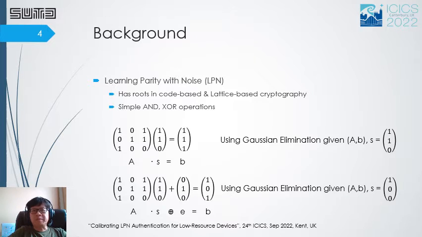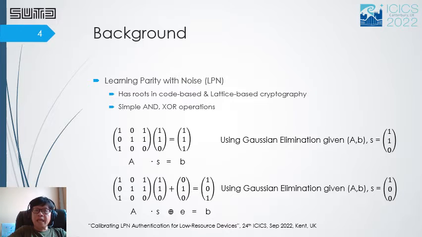LPN works on 2-dimensional matrices and 1-dimensional vectors in a binary base. It has its roots in code-based cryptography and can be seen as a simplified version of lattice-based cryptography, which is currently being standardized by NIST as part of its post-quantum cryptography program. I have provided a very simple example of a 3x3 matrix A and a 3x1 vector S. Doing a dot product of A dot S will yield B. A here is the challenge and B is the response, while S is the secret key.